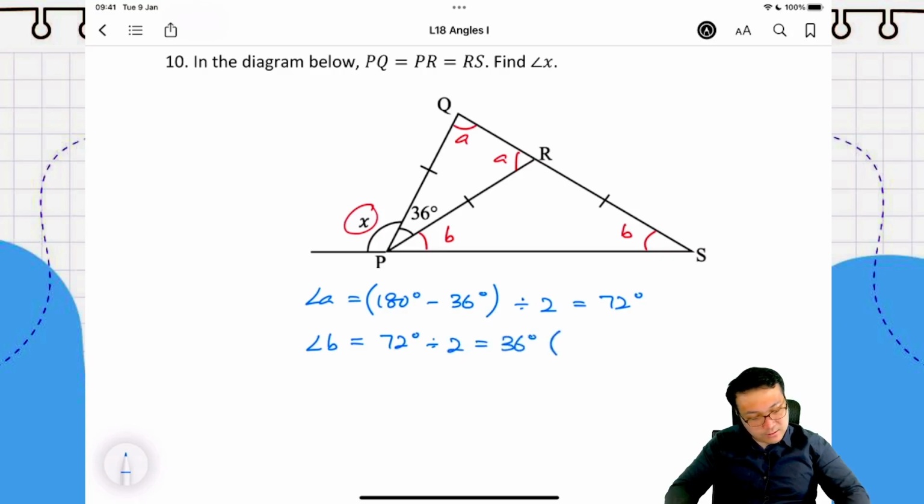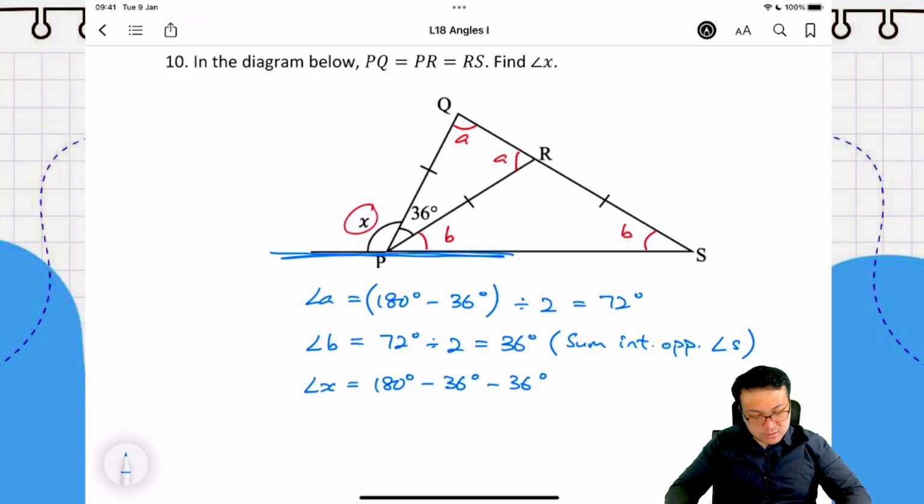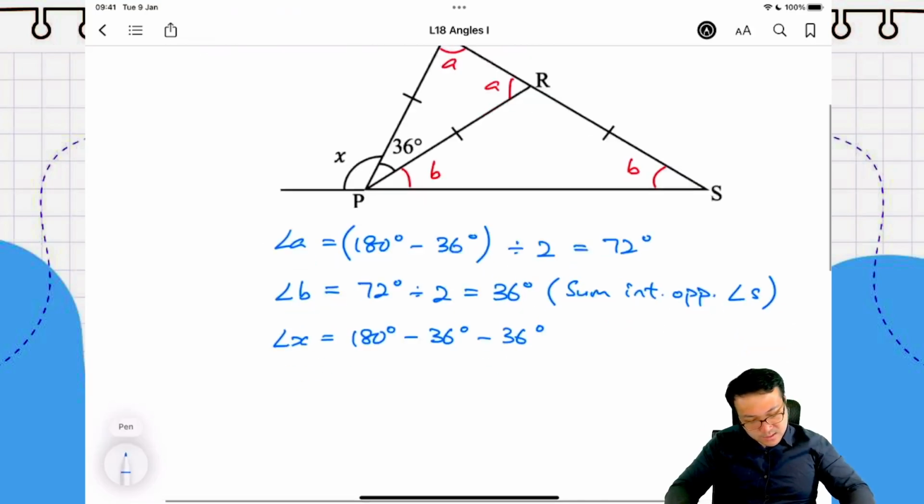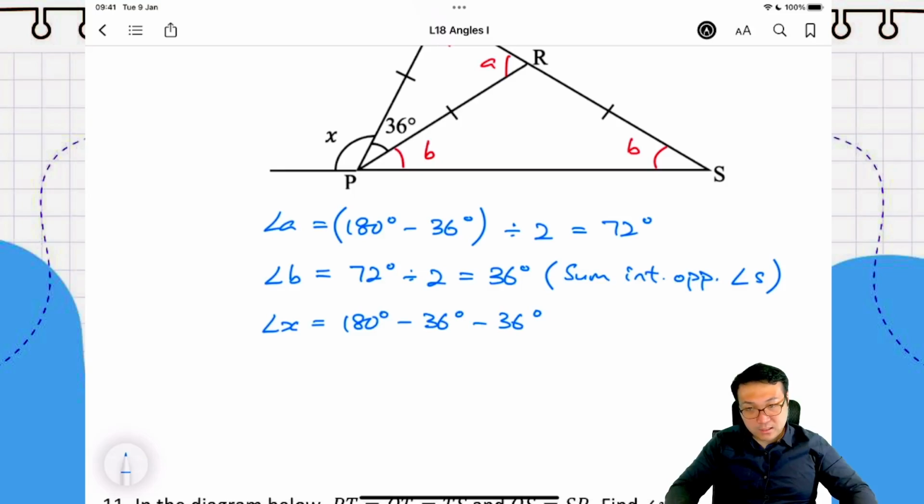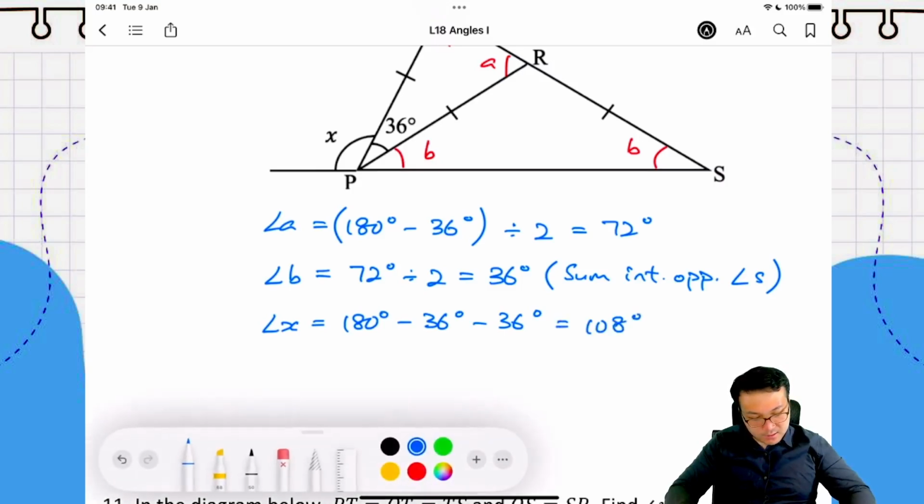Okay, let's write down. Wait, I need to write down the rule. Sum of the interior opposite angles. Okay, so I found B already. So how to find X? 180 minus 36 minus 36. Good, because it's a straight line here. So the straight line is 180. So you just minus 36 minus 36. And we get 108, right? Yeah. Well done. Thank you, Embriel.